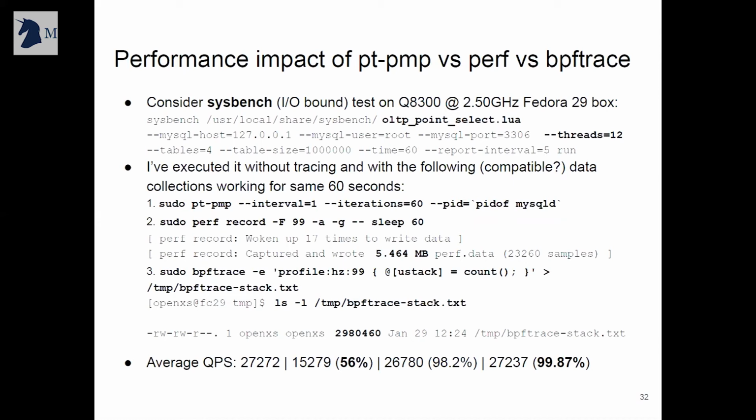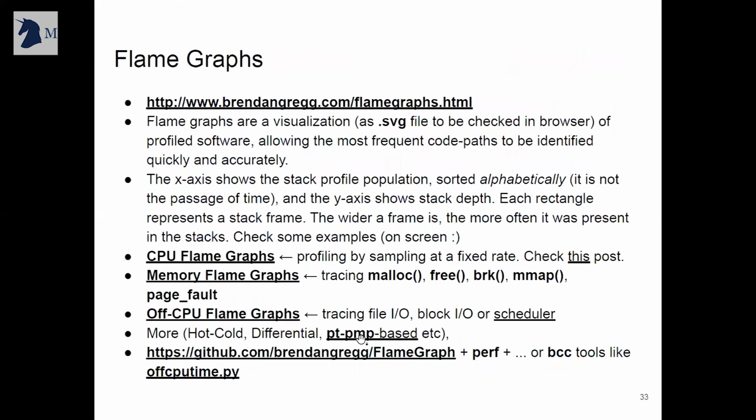For this, on this slide, I implemented a simple test. I captured pt-pmp outputs once per second for 60 seconds, perf sampling 99 times per second for 60 seconds, and BPF trace profile. And here is the difference in the drop in QPS for a specific sysbench test. So you can see that eBPF allows you to have a negligible drop in performance, unlike pt-pmp, and notably smaller than perf, just because we collect less information at user level.